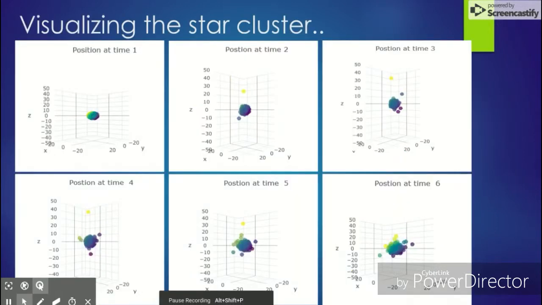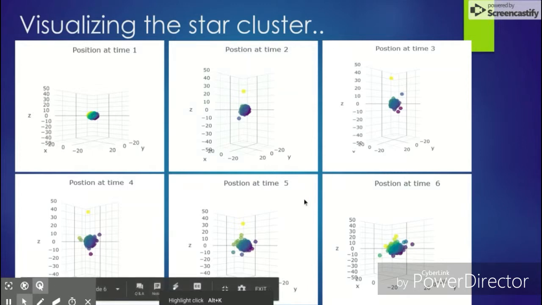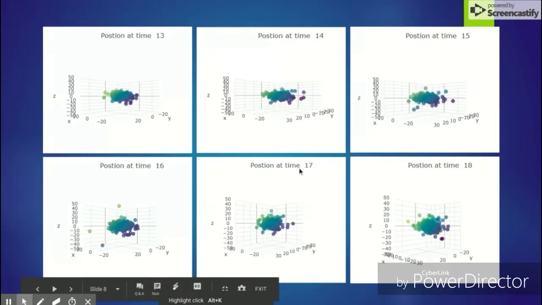Let's see some of the visualization of the star cluster. This is a visualization for the star cluster over time. It changes from a tight cluster and it expands over time.